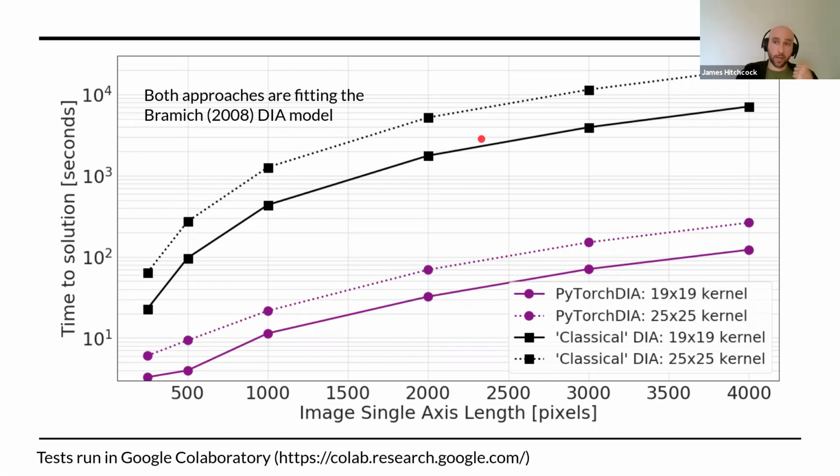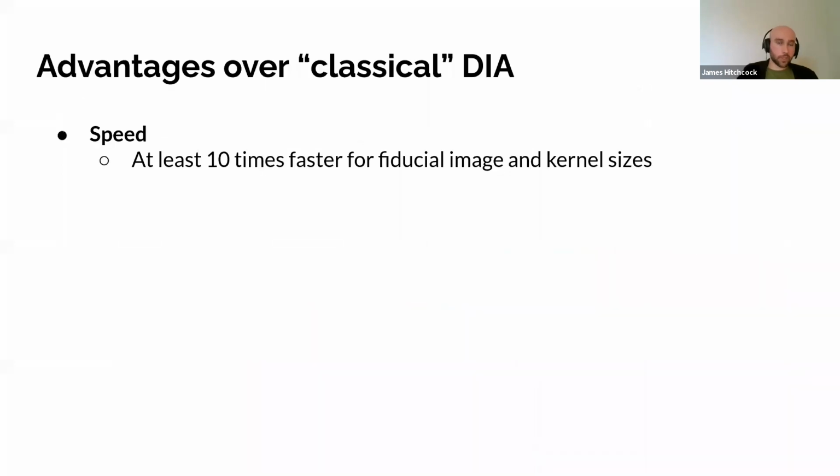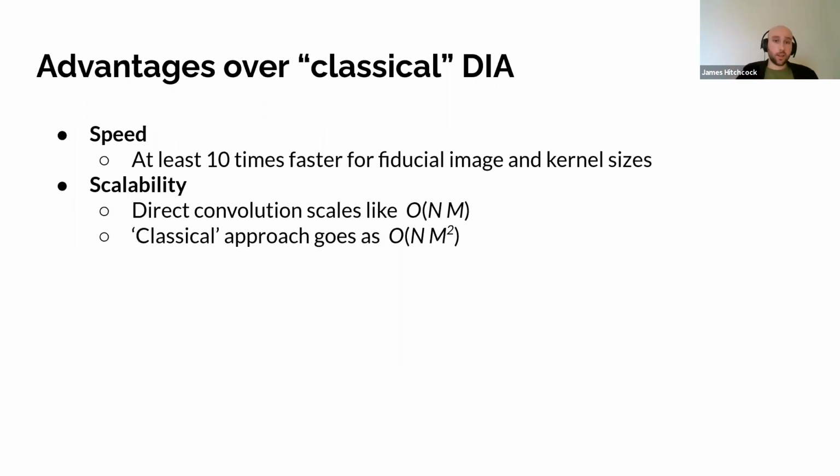So it suggests that our scaling, as we increase the number of parameters on our model, is also somewhat better. Just to summarize, some of the advantages of this approach over the classical approach are the speed and the scaling. As I briefly mentioned, these are naive scalings for both approaches, because in the construction of the design matrix for the classical approach, you can again exploit symmetries in the problem to speed this up a bit.